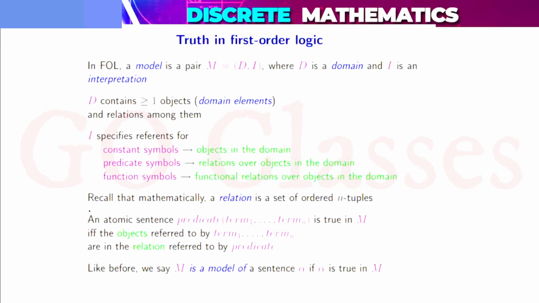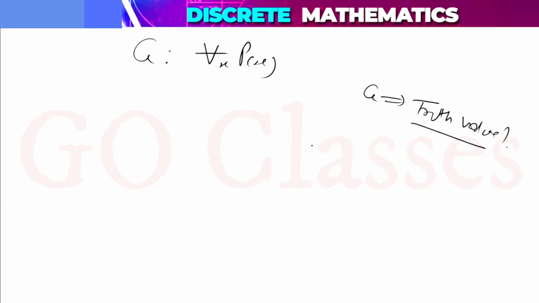Okay, let's move on. Now we will study first order logic. These concepts that we have seen, model and interpretation, now we will study from the first order logic point of view. Let's assume I give you a formula G: for all x, P(x). And I ask you, what is the truth value of G? Can you tell me the truth value of G?